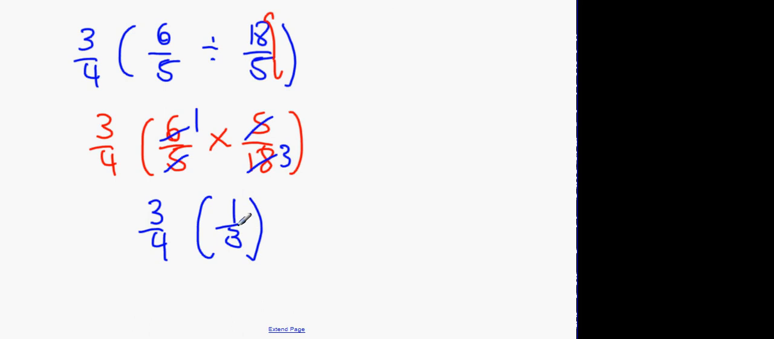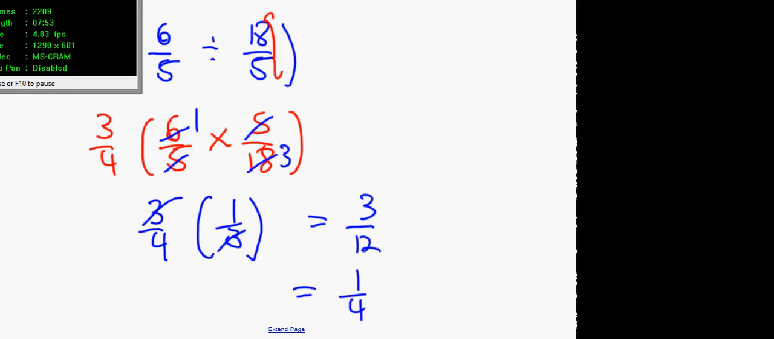Tomar, can you finish that off for me? What's 3/4 multiplied by 1/3? 3 by 1 is 3. 4 by 3 is 12. You could have done it like this: you could have taken the 3s away from each other, and what would the answer be then? 1/4. So the answer is 1/4.